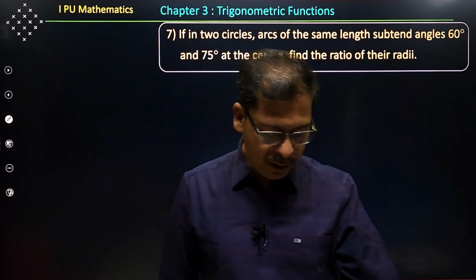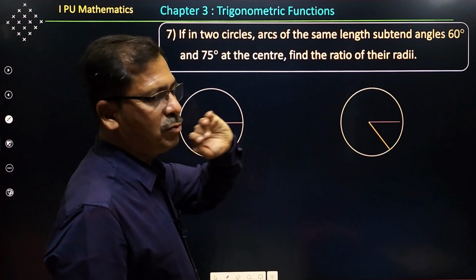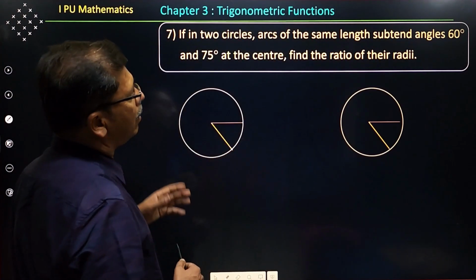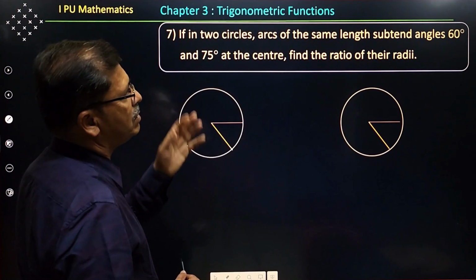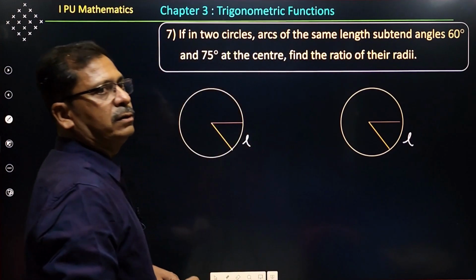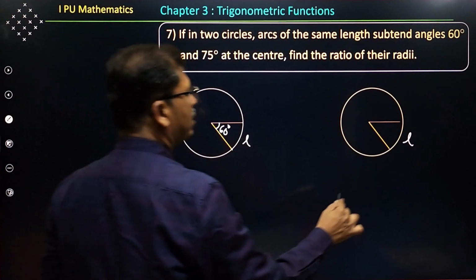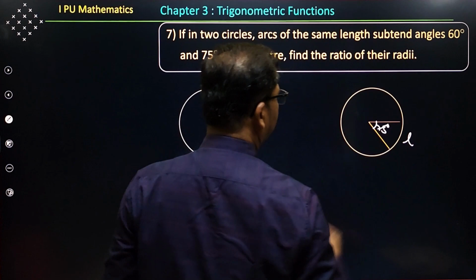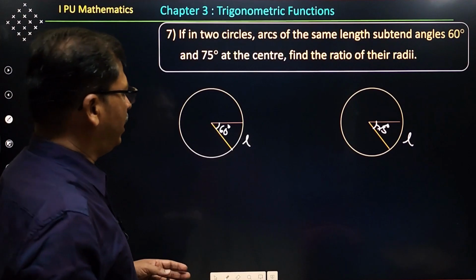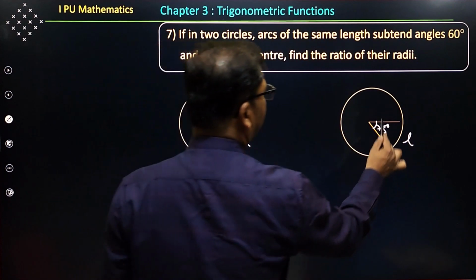Another interesting question is there. Please concentrate here. Two circles are there. Observe the two circles, this is circle 1 and this is circle 2. Arcs of the same length, this arc L is equal to L here, subtend angles 60 and 75 at the center. On one side a 60 degree angle is created, on the other side a 75 degree angle. Arcs of the lengths are same. At the center, find the ratio of their radii. R1 and R2 radii you need to calculate here. Say this is R1 and this is R2.